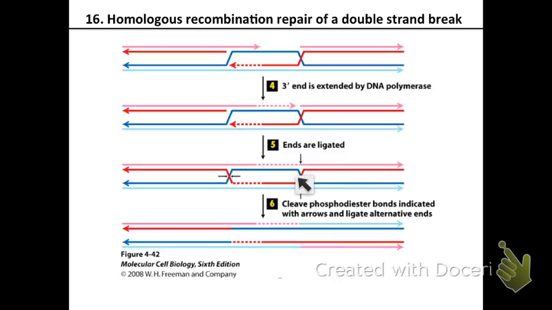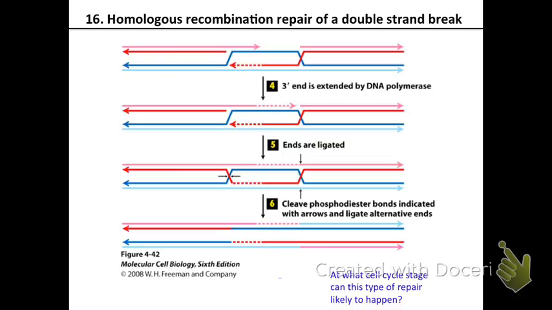And once these Holliday junctions are resolved, you're going to have the correct information. You're going to have intact double-stranded DNA on both the donor template, that means the template that was invaded, and the original chromosome that was broken by the double-stranded break. Okay.